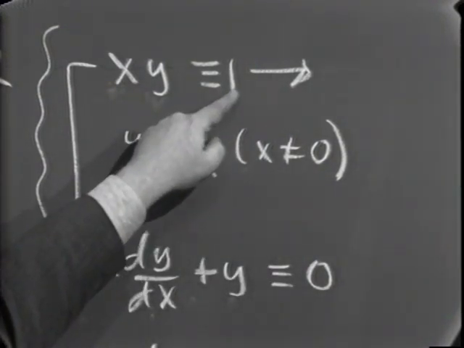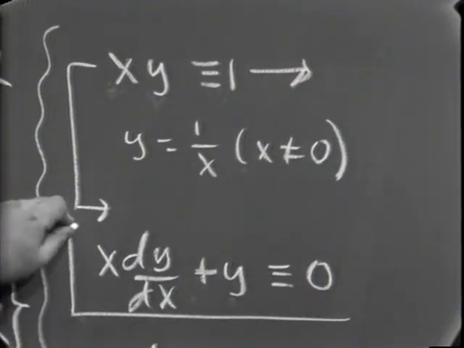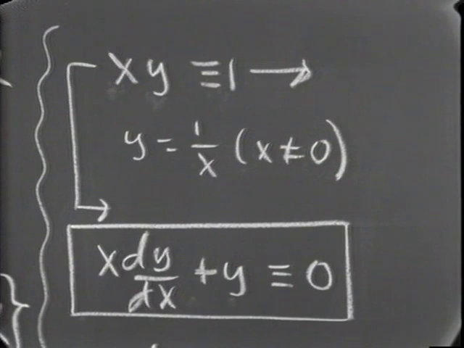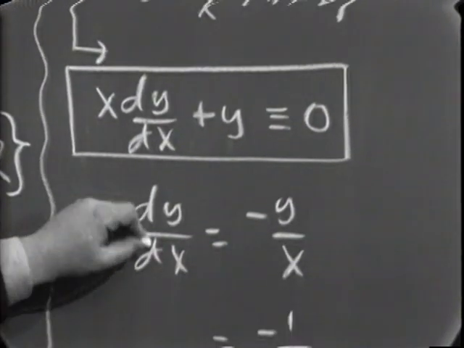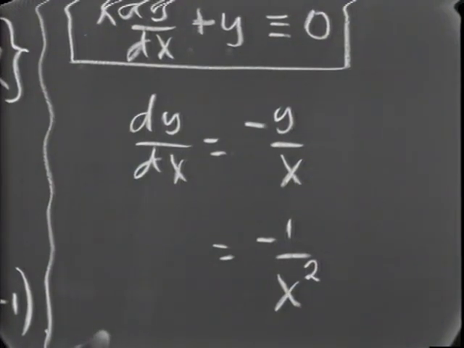The right-hand side is 1. The derivative of a constant is 0. So we wind up with the relationship that x times dy/dx plus y must be identically 0. And now solving for dy/dx in terms of x and y, we find that dy/dx is equal to minus y over x.